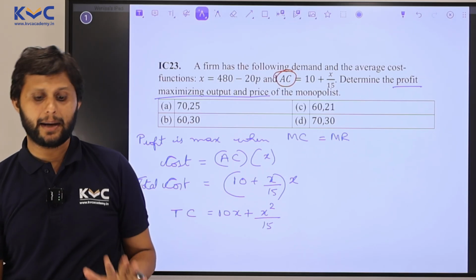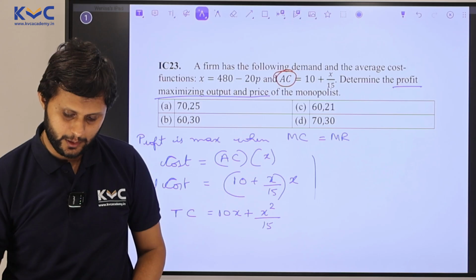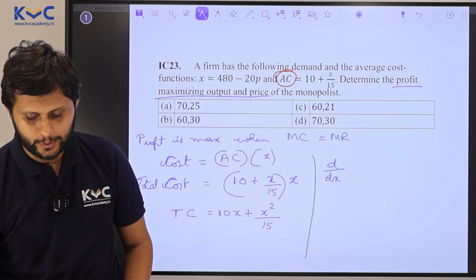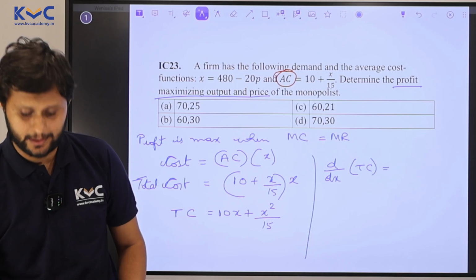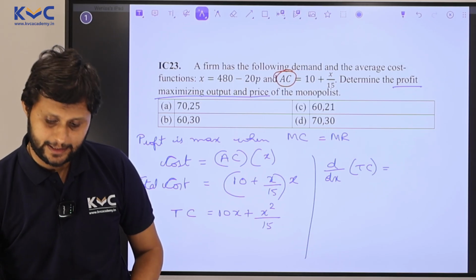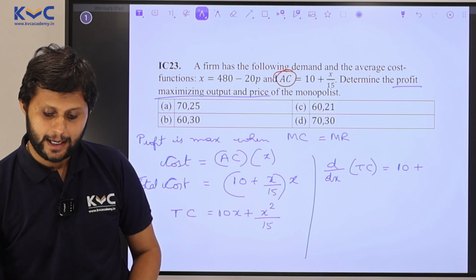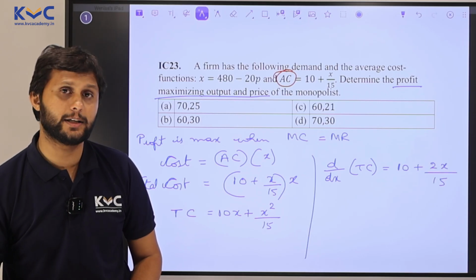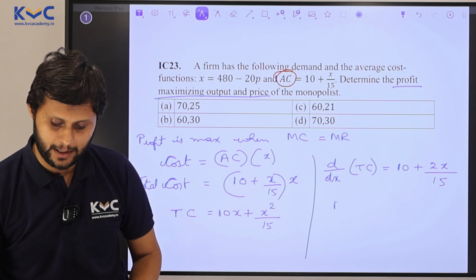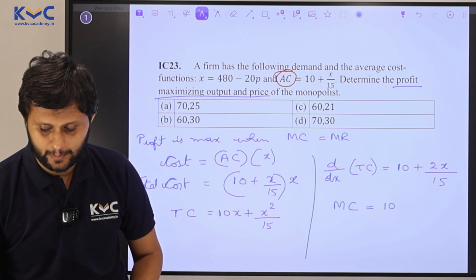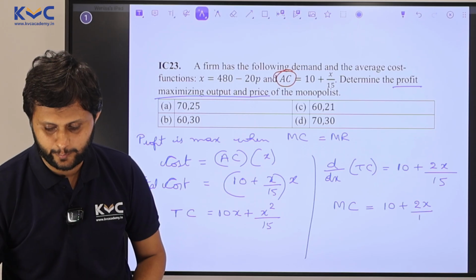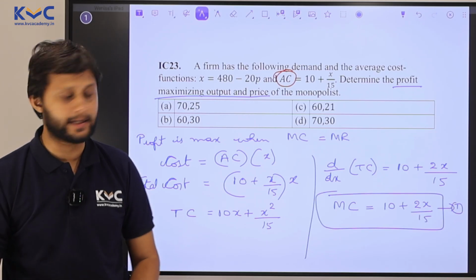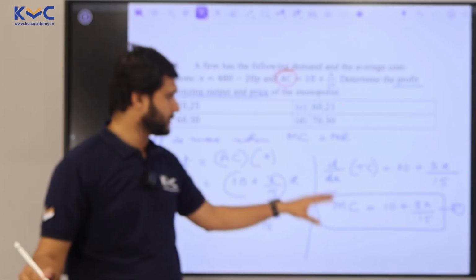But we need marginal cost, so I'll continue over here. Differentiation of total cost is equal to marginal cost. Differentiation of 10x is 10. Differentiation of x square is 2x, divided by 15, which is the constant. Now this is your marginal cost function, 10 plus 2x by 15. This is our left hand side. We had marginal cost, we got it.